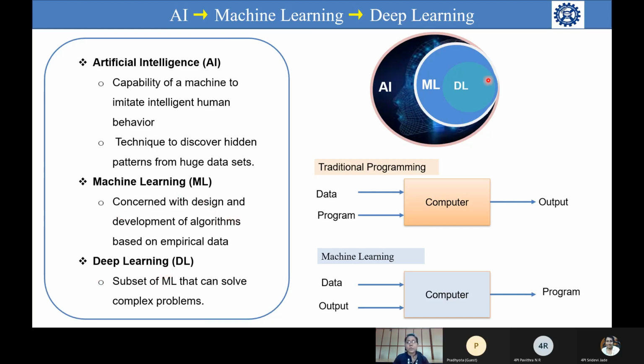Deep learning is a subset of machine learning, and it is much more capable than machine learning, and it can solve complex problems. Now we will see what we do in traditional programming and what we do in machine learning. In traditional programming, we give the computer data and a program, and it gives you output. But in machine learning, we give data and output, and based on that, it designs the program or model. This is the difference between traditional programming and machine learning.